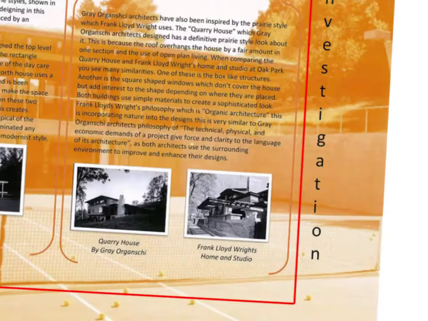Over here the student has compared and contrasted Frank Lloyd Wright's work, which is this one here, and Gray Organchi's own Quarry House. One of the main things to look at is that both of these buildings or structures have organic architecture. That means that there is nature in both of these designs. So once again, comparing and contrasting, well, the comparison is that they have similarities. They both use that organic architecture, the buildings fit into nature.